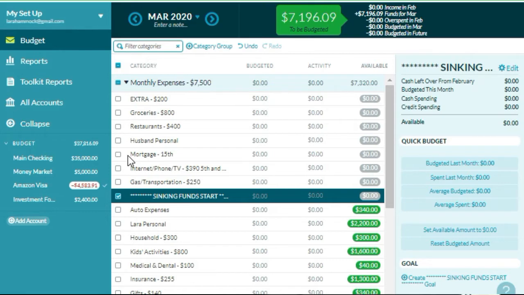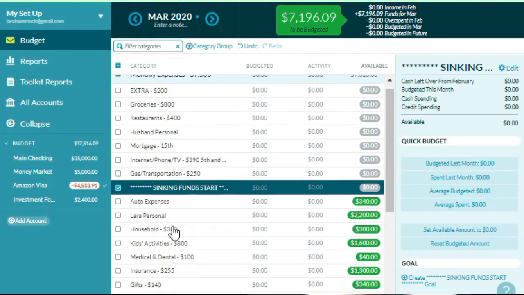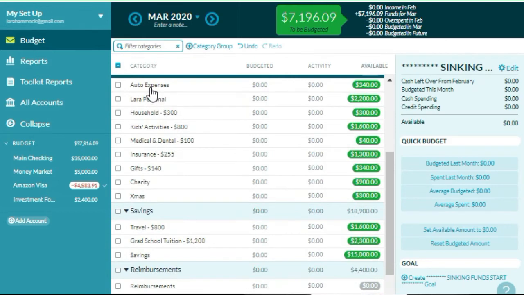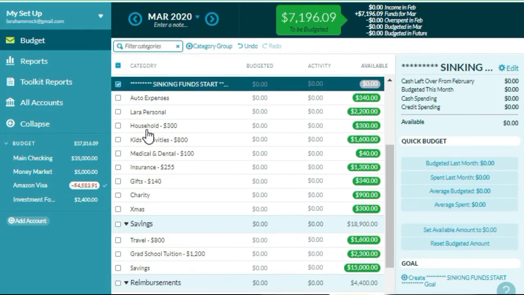So YNAB calls these true expenses, but they are just line items where you want the money to accumulate from month to month. So some of the things that I have in here are auto expenses, insurance, which I pay every 6 months, Christmas, and kids' activities. I have an idea of how much I want to put in each month, but the expenses don't always come out every single month, so I need these totals to roll over.